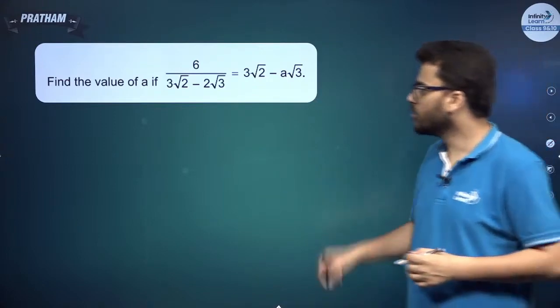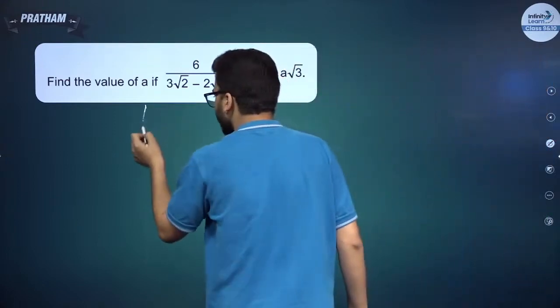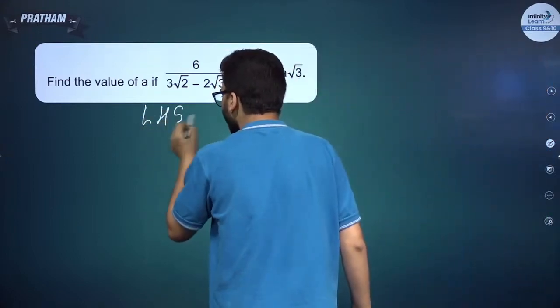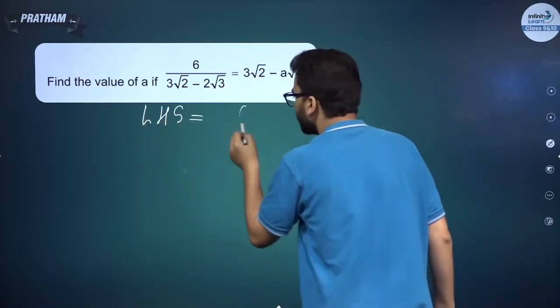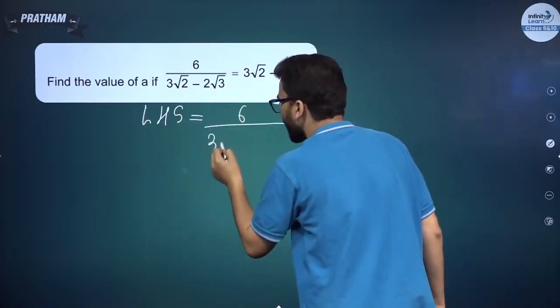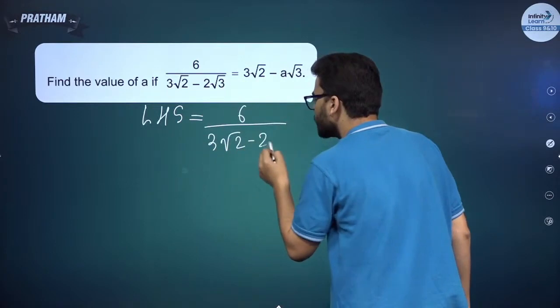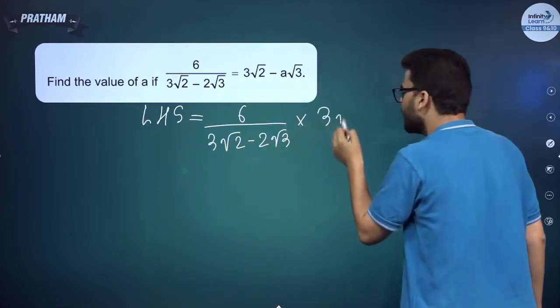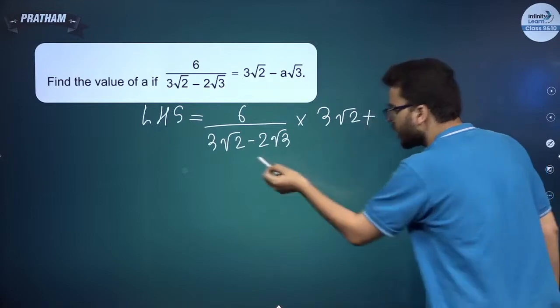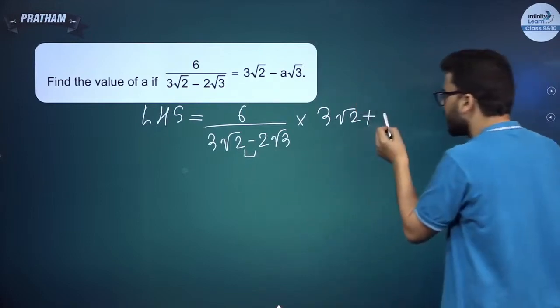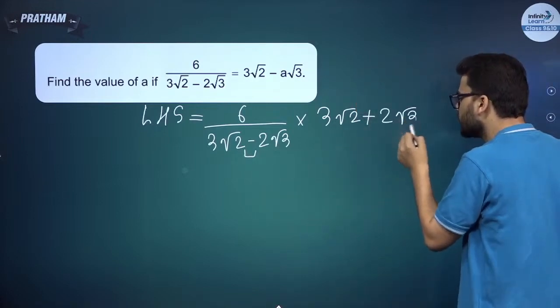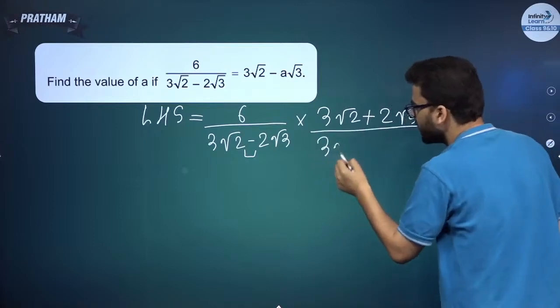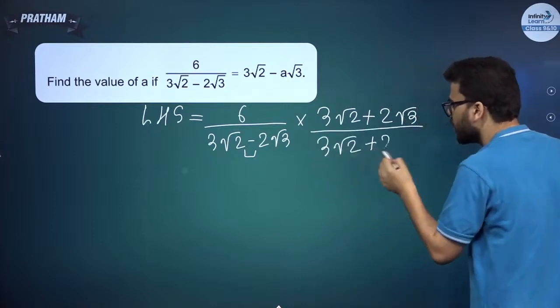So basically again over here, if you take the left hand side, can you not rationalize the denominator in the left hand side? You see this is 6 divided by 3 root 2 minus 2 root 3. So what does it mean? You have to multiply and divide by 3 root 2 plus 2 root 3. You have to change this sign over here, right? 3 root 2 plus 2 root 3.